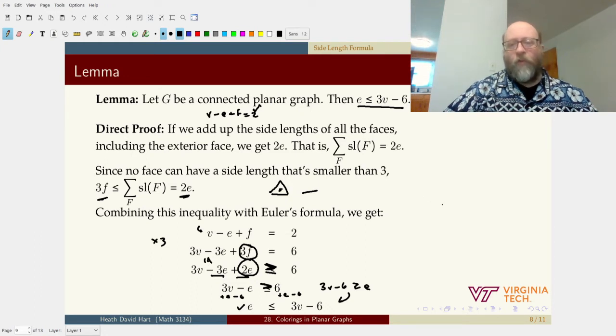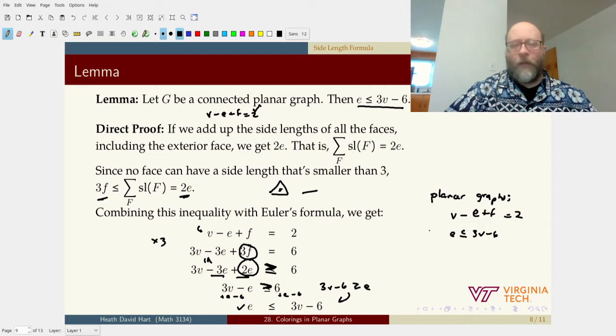So now we know 2 facts about planar graphs. Vertices minus edges plus faces always is equal to 2. And then edges is always less than or equal to 3v minus 6. We're going to build another fact in just a moment, but let's go ahead and move on.